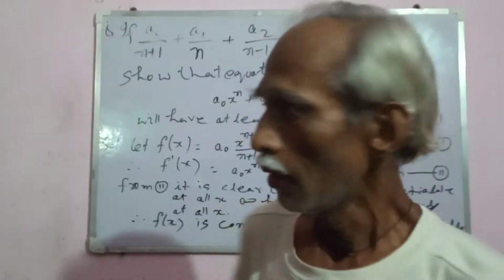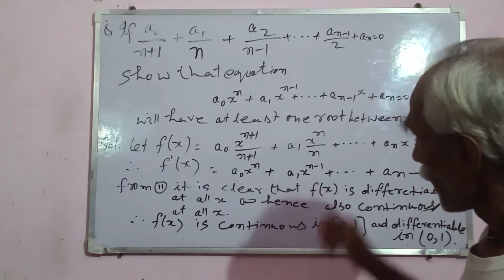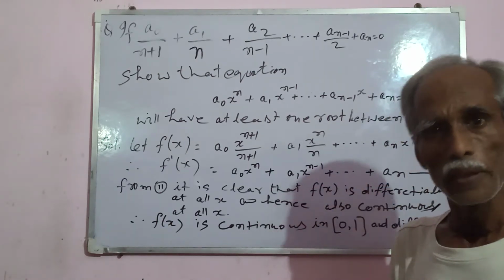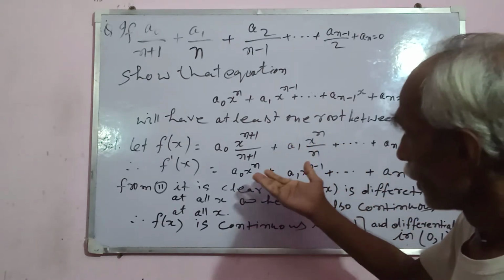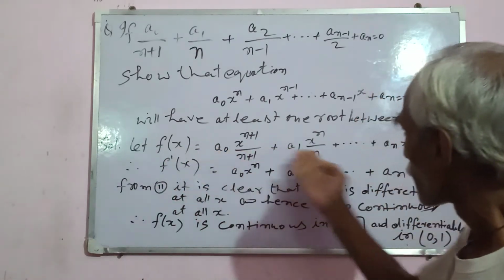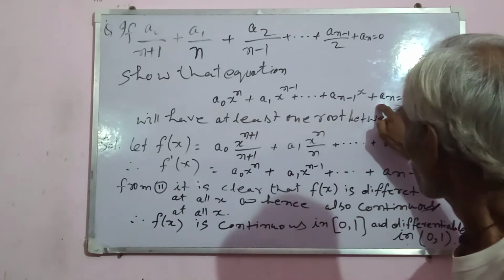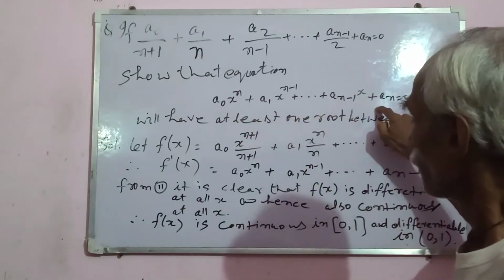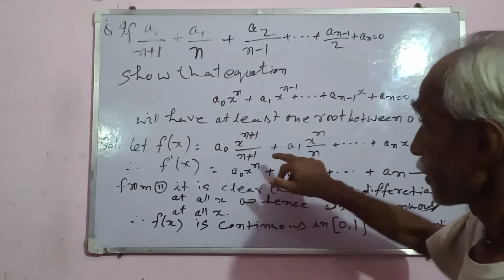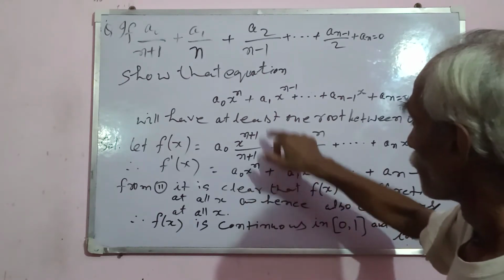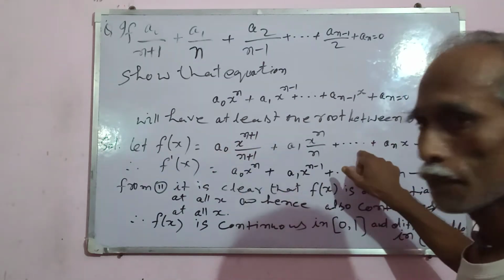Dear students, one thing is very necessary for understanding. You can't understand everything about the solution of the sum by seeing only the sum. So think well. I am telling you, let f(x) is equal to this. Why? Because from this part you will get this equation. Without finding this equation, you cannot find at least one root between 0 and 1. So it is necessary to suppose f(x) is equal to this.